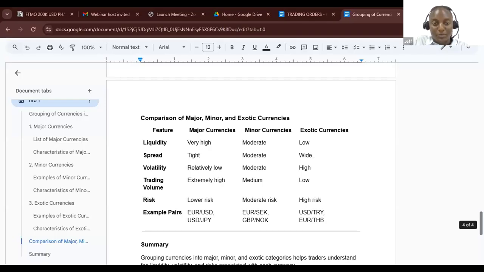Then we have the trading volume. In major currencies, you have extremely high trading volume.